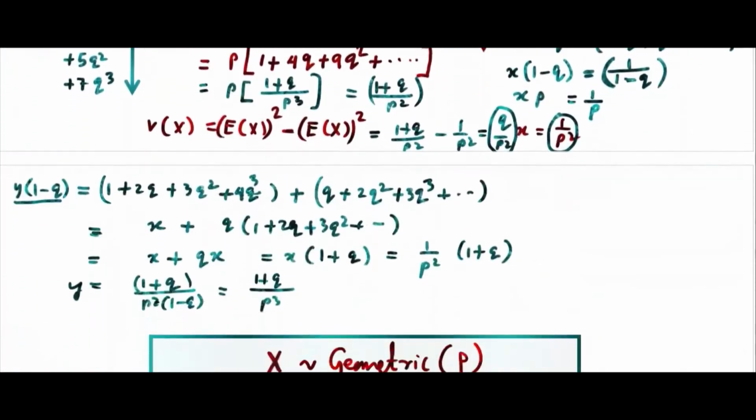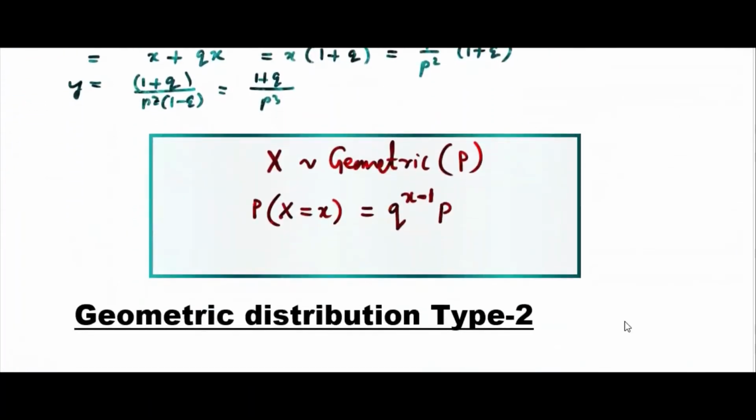Then you need to write the expected value of x and the variance of x as well. And what is the range? X starts from 1, 2, 3, and it will continue. So the number of trials is not fixed. Remember this formula we will use. This is type 1 geometric. Let me write geometric type 1.